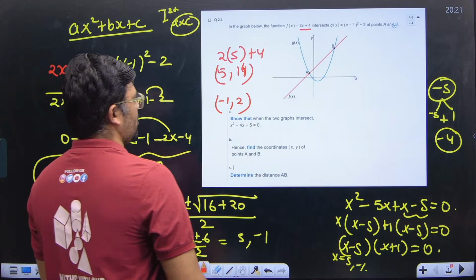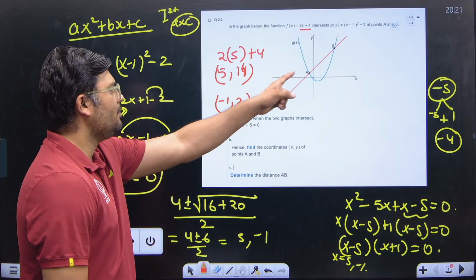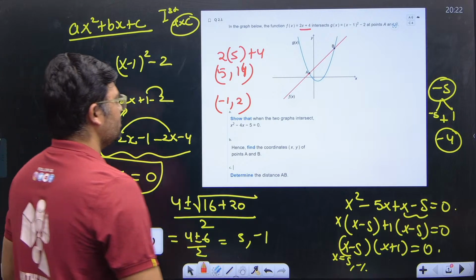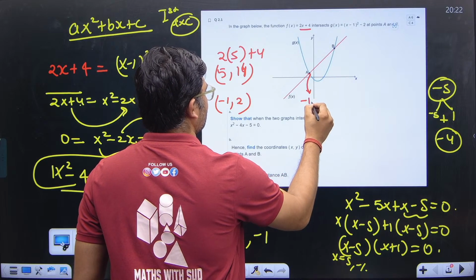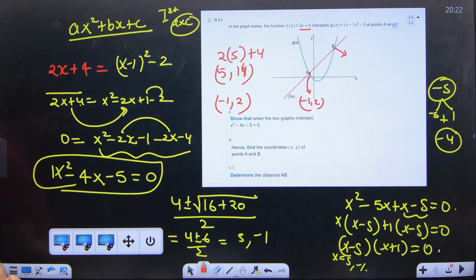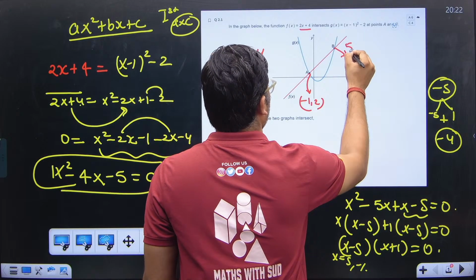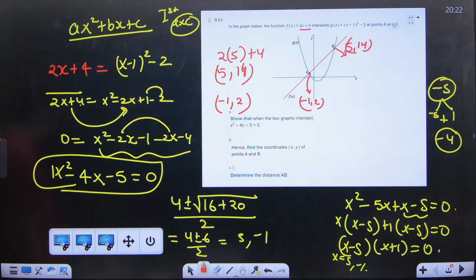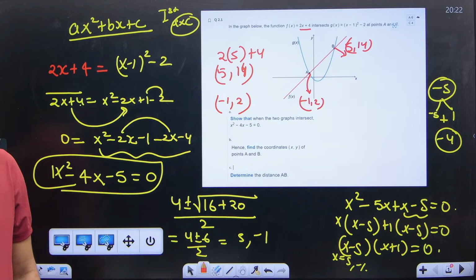Now you have to tell me the point A. Can you tell me what is the point A? So point A is 5 comma... No, it's minus 1 comma 3. Okay. So A is minus 1 comma 2. What is B? B is 5 comma 14. Okay. B is 5 comma 14. Understood now? Yes. Okay.